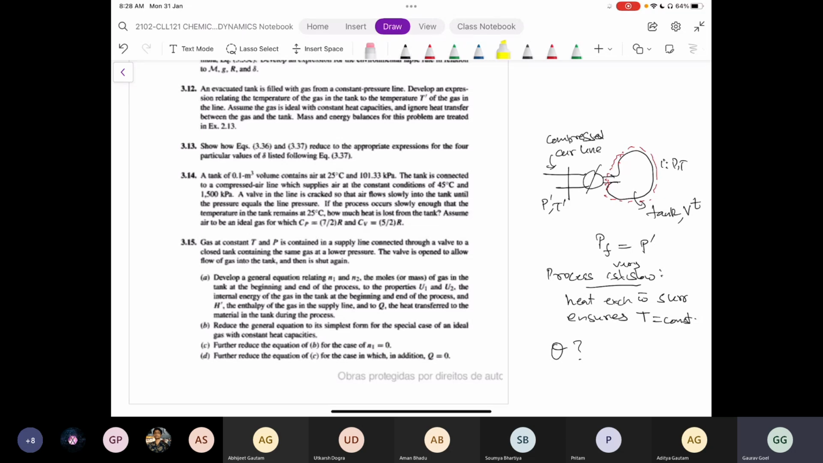The keyword for me is the air is flowing into the tank slowly enough so that the temperature in the tank remains constant. Yes, sir. Okay. Any other queries? Any problem you want me to solve from problem sheet 1 and 2?